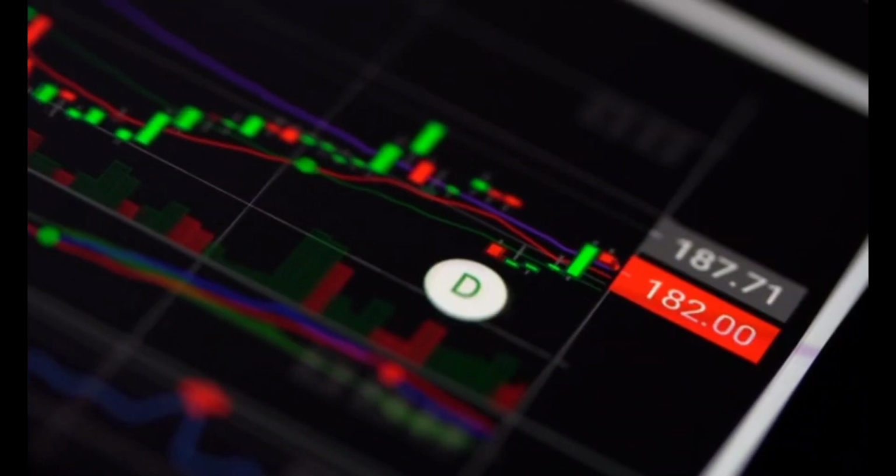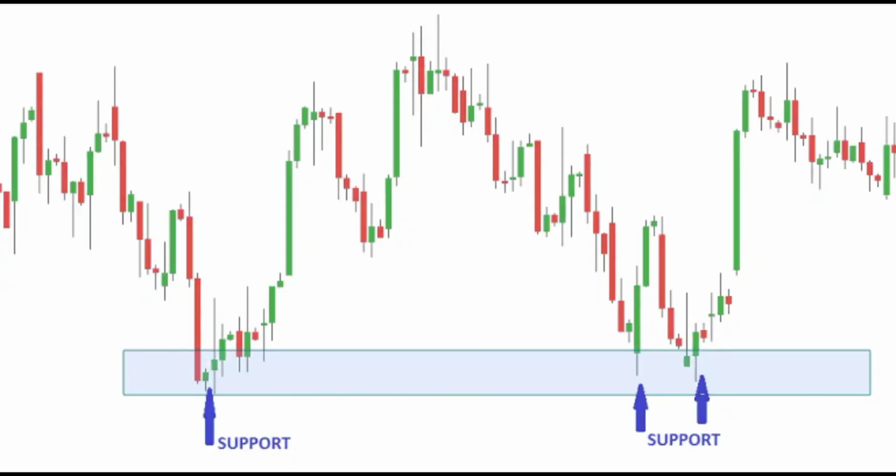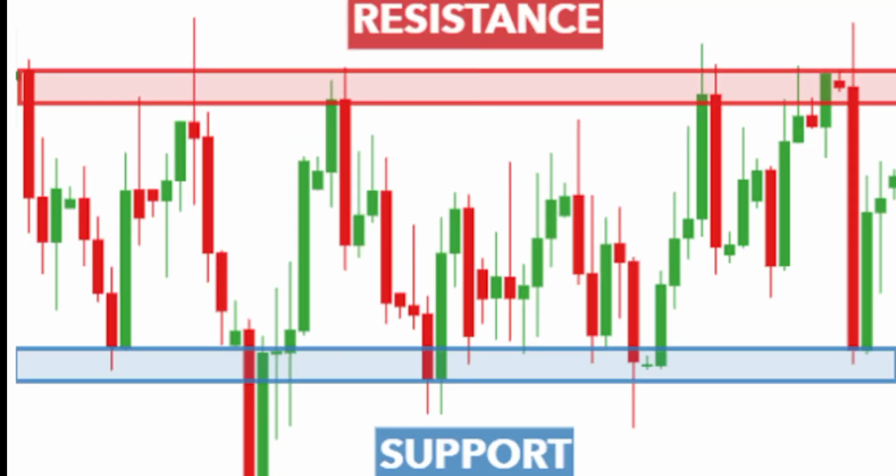Understanding these levels assists in setting stop-loss orders. Placing a stop-loss just below support or above resistance helps manage risk in case the market moves against the trade. Breakouts above resistance or breakdowns below support can signal potential trend reversals or the continuation of an existing trend. Traders often look for confirmation through increased volume.